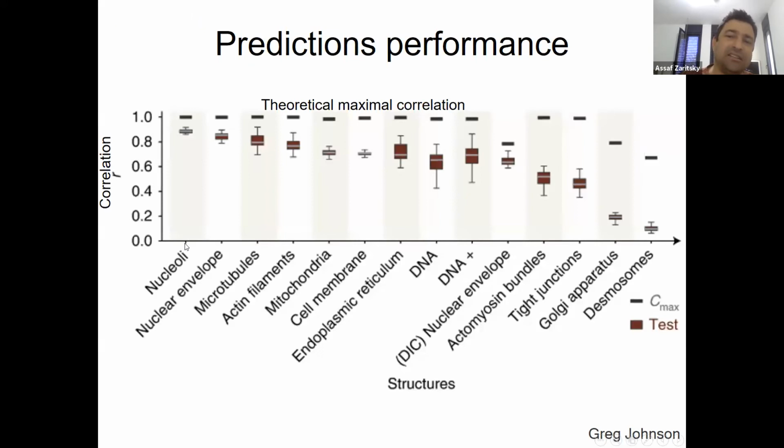So what you see here, and here the similarity measure is just plain correlation. So pixel correlation, the intensity of a pixel, you correlate the prediction to the ground truth. And this is how well you are reconstructing your images. And you can see that some structures, and each name here is a structure, are reconstructed better than other structures. And the black line here is the theoretical maximal correlation.